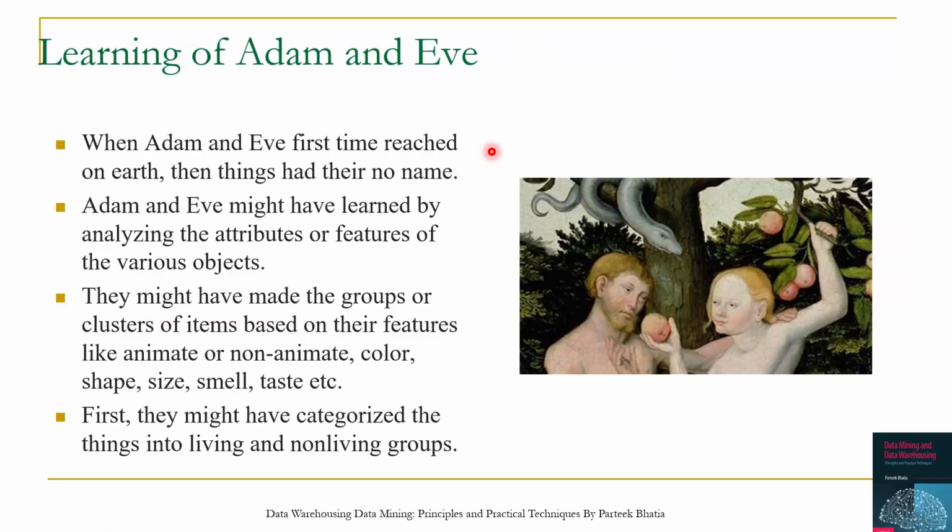In order to further understand this concept, let us consider the learning of Adam and Eve. When Adam and Eve reached this earth for the first time, things had no names. Adam and Eve might have learned by analyzing the attributes or features of these objects. They might have made groups or clusters of items based on their features, like animate or non-animate, color, shape, size, smell, taste, etc. First, they might have categorized the things into living and non-living groups.